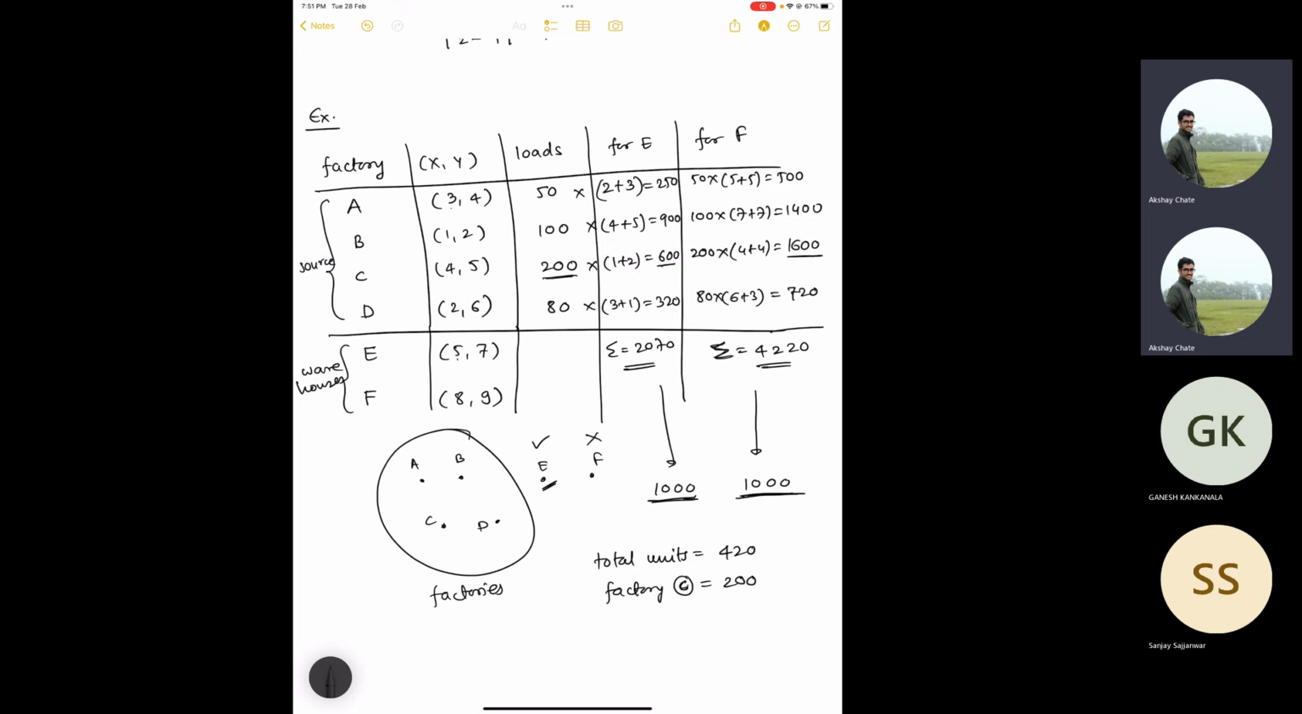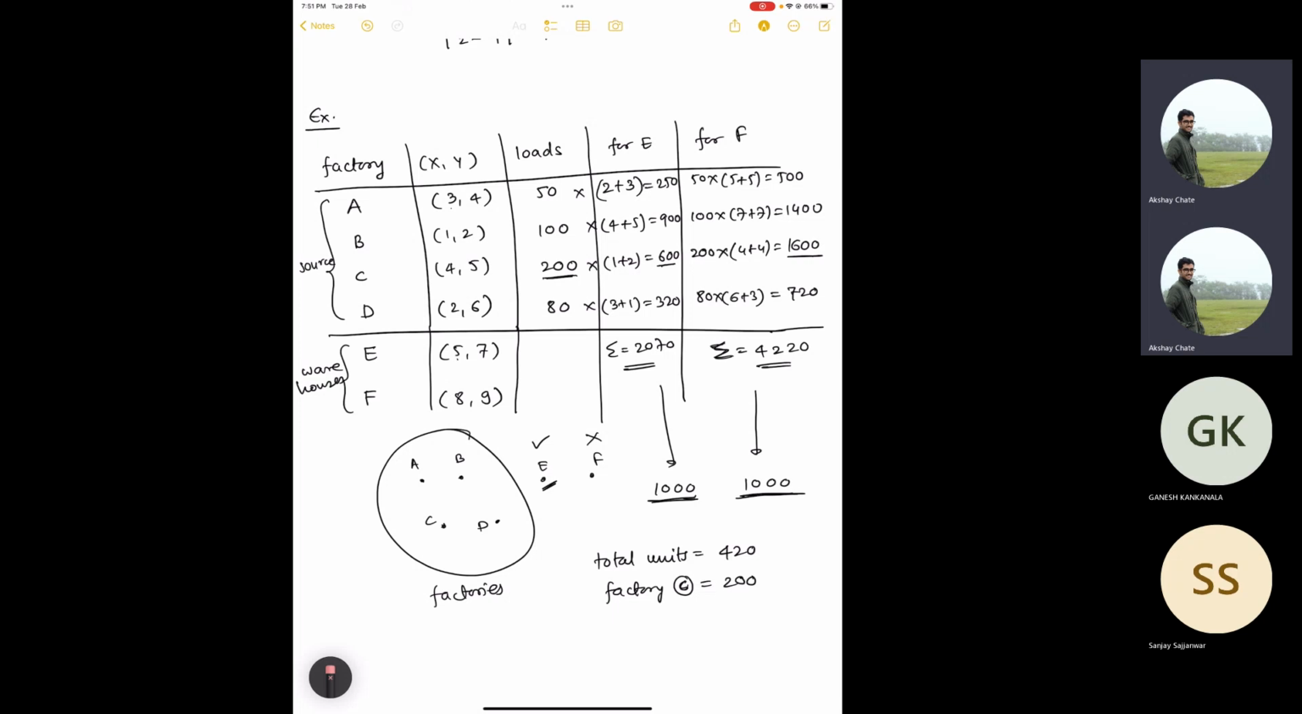So that is the importance of this loads column. You need to consider, basically you are taking average of distance because you are doing summation. You can divide by 4 also, because 4 factories, that will be like average, but you don't do that because that will just complicate your calculation. So this is just you are taking distance average and weighting it with respect to loads. So this is a weighted average method.